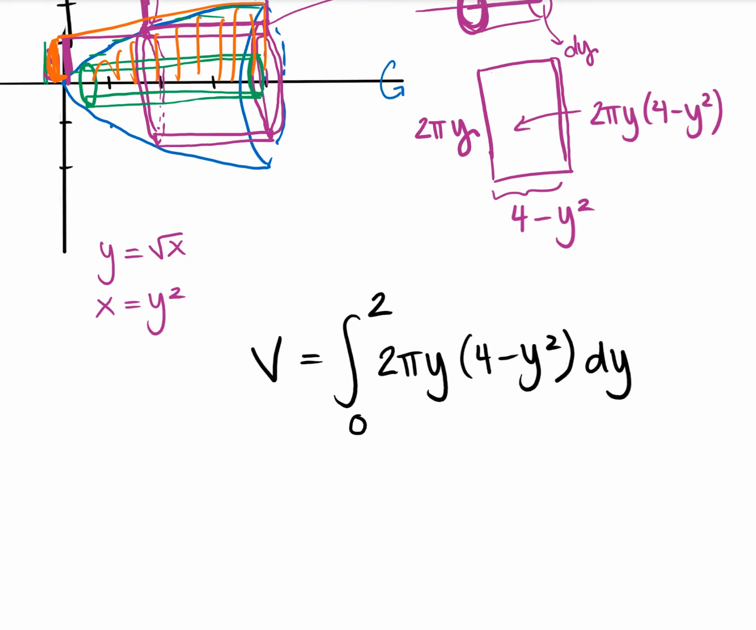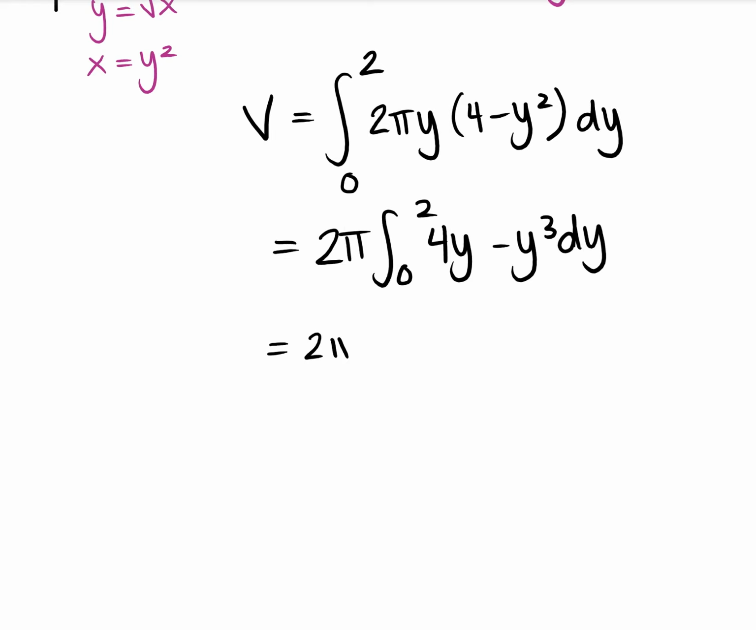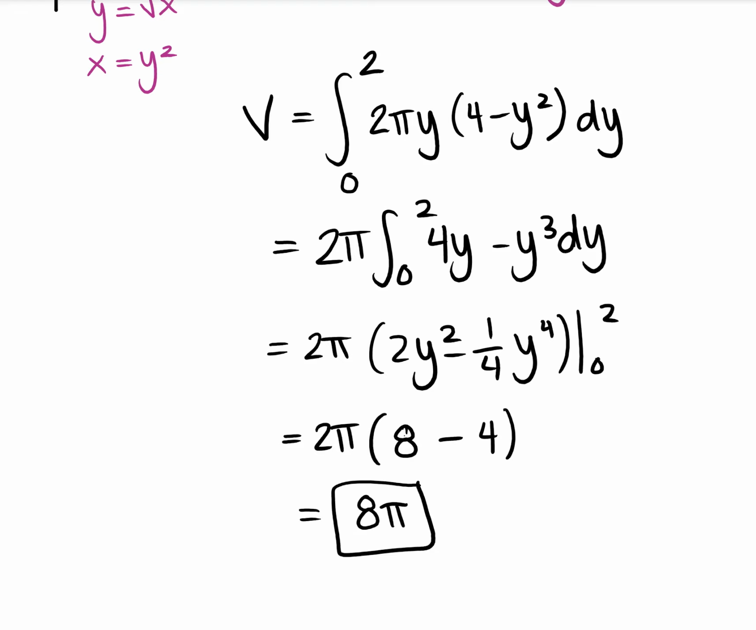I promise I'm almost done. We're almost at 20 minutes here. So I'm going to get 2 pi, going from 0 to 2. This is the easy part. 4y minus y cubed dy. Okay, so I get 2 pi times 2y squared minus 1/4 y to the 4th. I think this is going to be pretty nice. 0 to 2. So that's 2 pi times 8, minus, this is 16 divided by 4, which is 4. So it looks like we get 8 pi total for my answer.